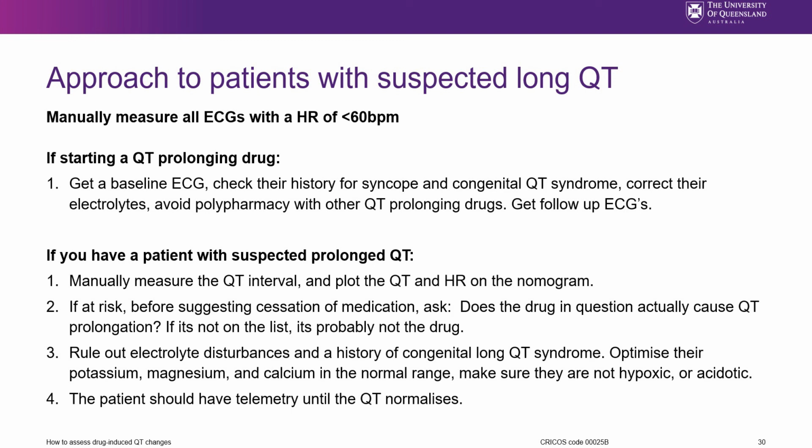Let's finish by discussing what to do if we come across a patient with suspected drug-induced QT prolongation. The first thing you should do is to measure the QT with your eyes, or use a caliper tool, and plot the QT and heart rate pair on the QT nomogram. If the QT nomogram suggests that the patient is at risk, before suggesting cessation of medication, first rule out electrolyte disturbances and a history of congenital long QT syndrome. Try and optimize their potassium, magnesium, and calcium, and make sure that the patient is not hypoxic or acidotic. The patient should have telemetry until the QT normalizes.